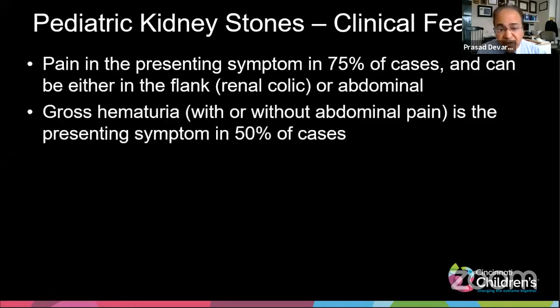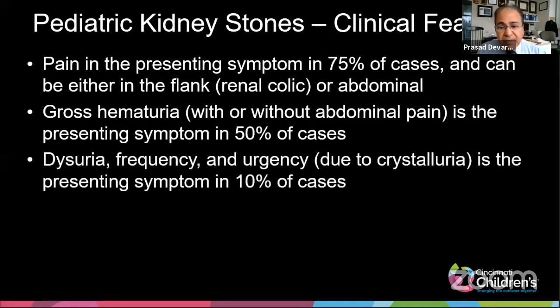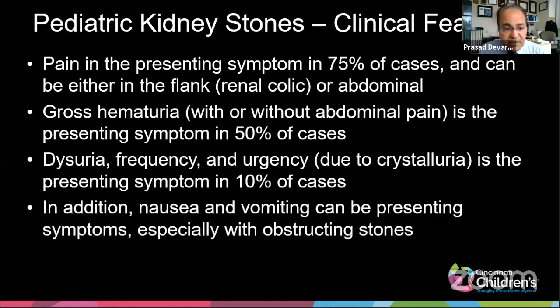They can have gross hematuria with or without abdominal pain. Patients can present just with gross hematuria. Sometimes they will present with no gross hematuria, no pain, but with dysuria, frequency, and urgency. All symptoms that we think about of UTI or cystitis, and we do culture after culture after culture, and everything is negative, but it turns out that the crystals in the urine cause irritation of the bladder and the external genitalia, and frequently that is the presenting symptom of crystals in the urine as well as kidney stones.